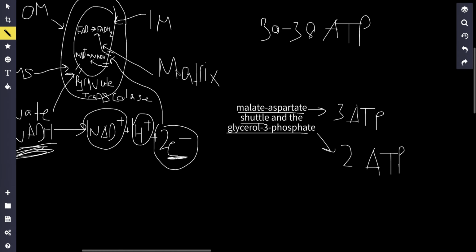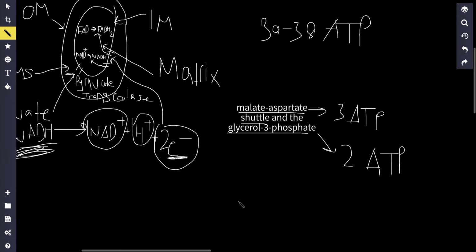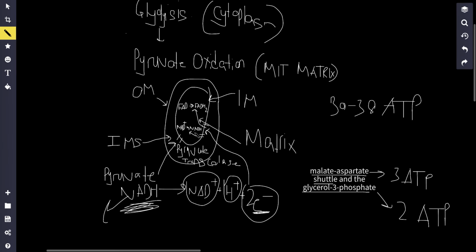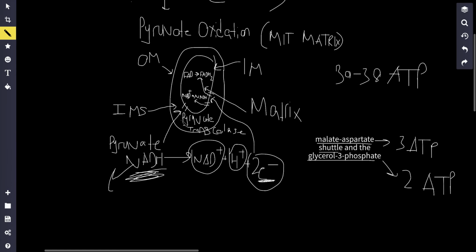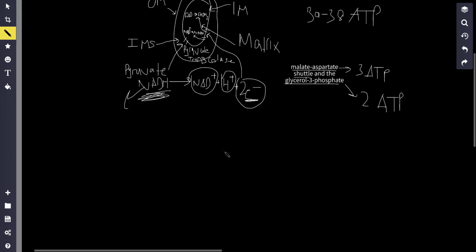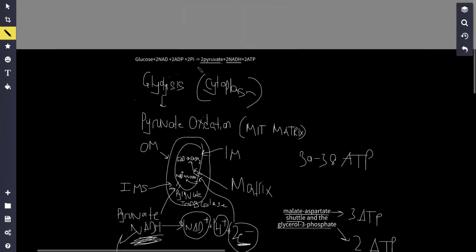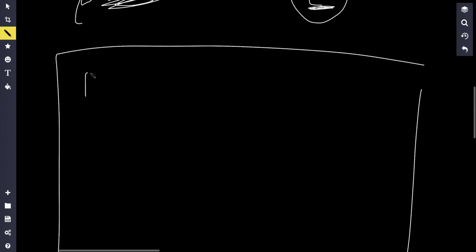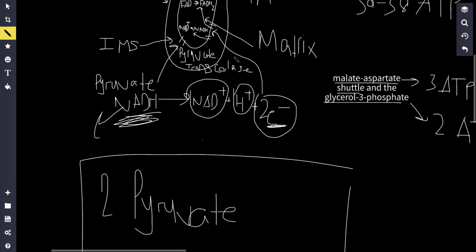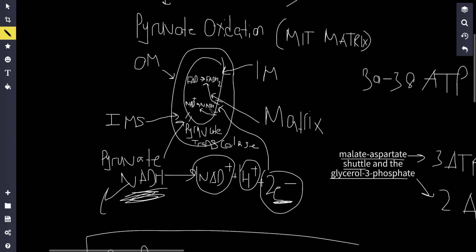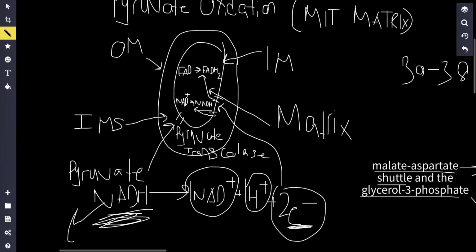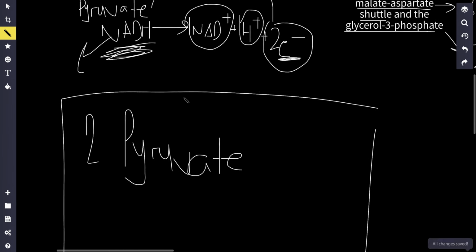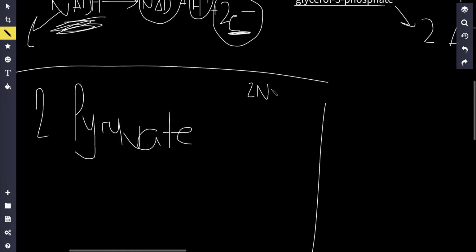Now, the type of path that you take depends on the type of tissue you're talking about. So that's where you can differentiate between the 2 paths. All right, so now let's say we're inside the matrix. And inside our matrix, remember, we have our 2 pyruvate. We have transported our pyruvate inside the mitochondrial matrix. And let's just say, for simplicity's sake, I have 2 NADH to the side.